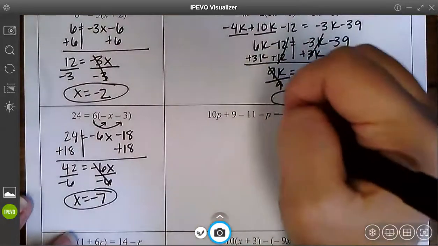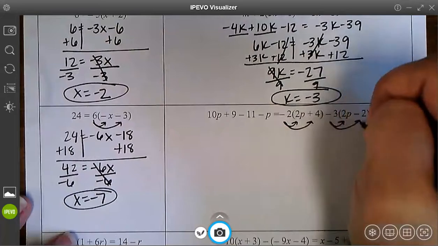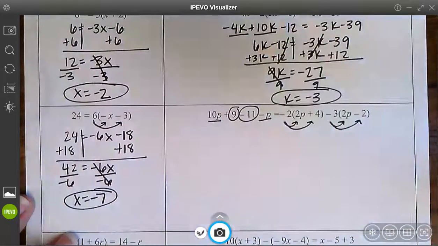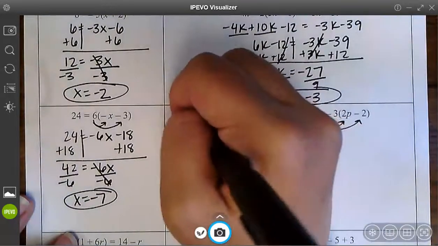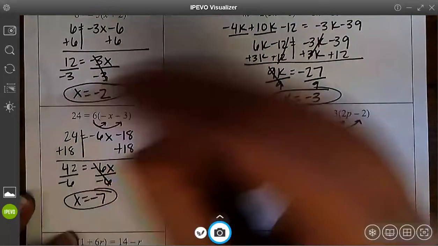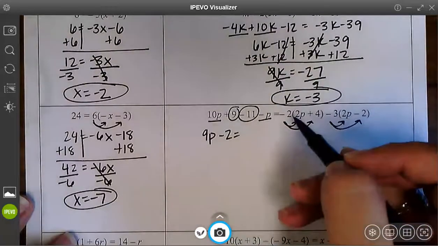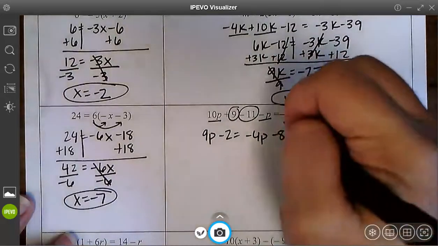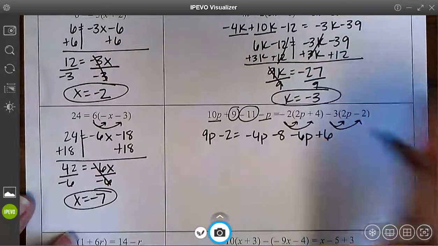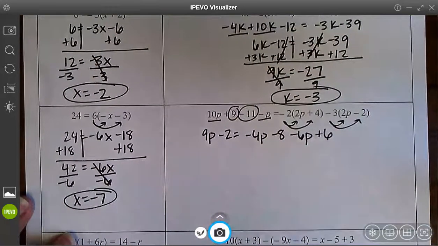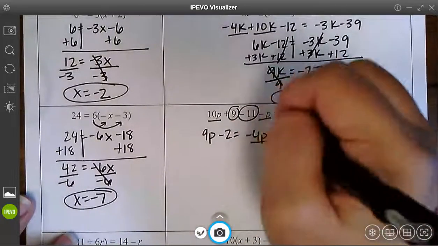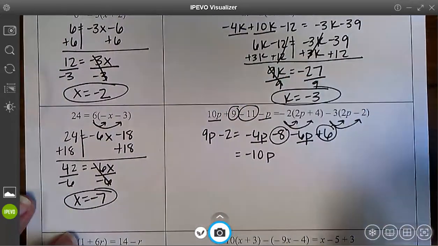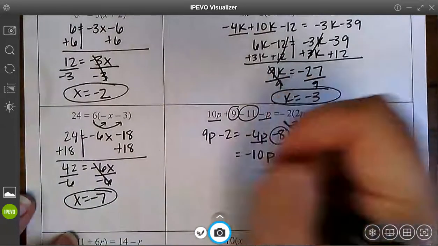The next one, distribute your negative 2 and your negative 3. Over here, I'm going to go ahead and combine my like terms so that I don't have to do that in a minute. So 10p minus p is 9p, and 9 minus 11 is negative 2. That equals negative 4p minus 8 minus 6p plus 6. Combine my like terms on this side. My negative 4p and my negative 6p becomes negative 10p, and my negative 8 and positive 6, negative 2.